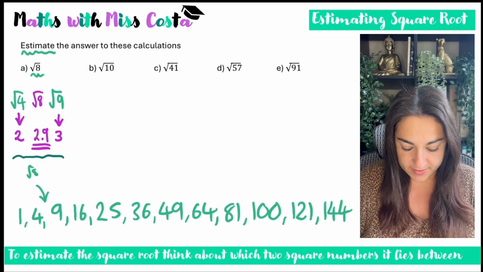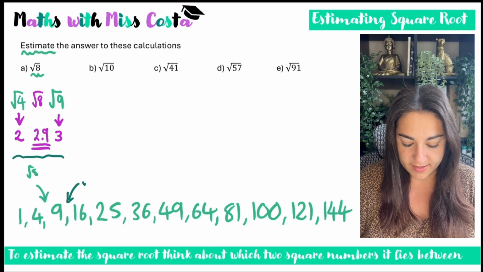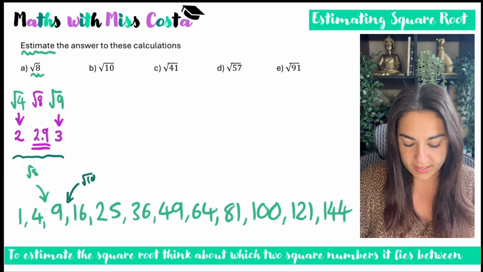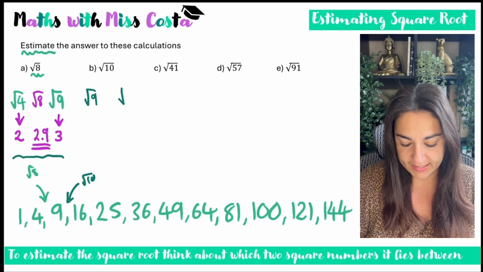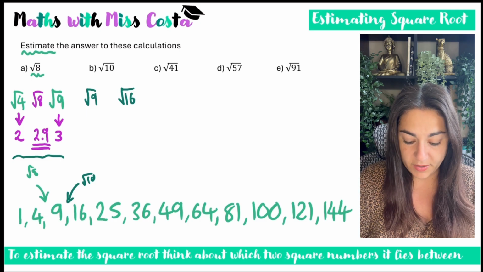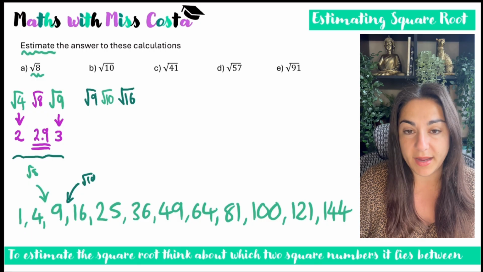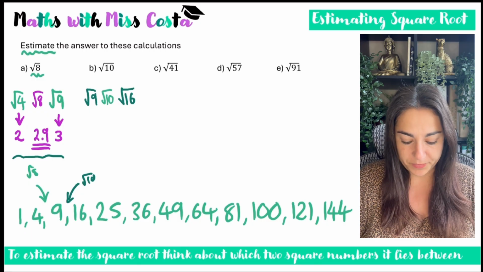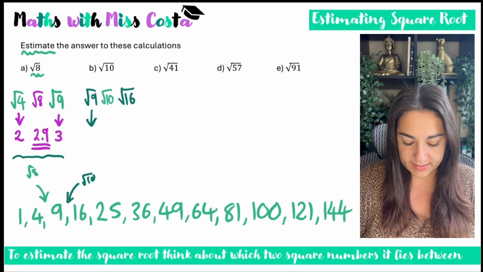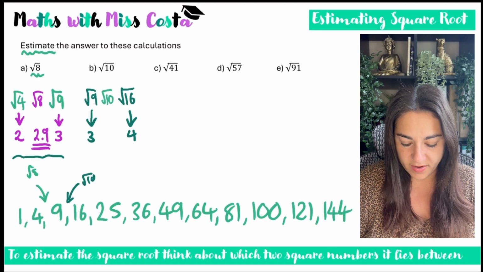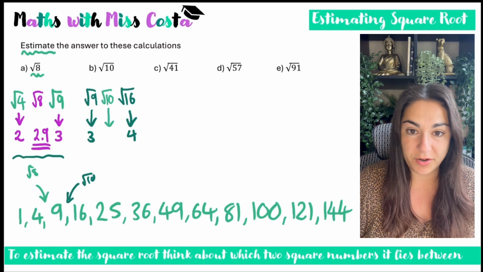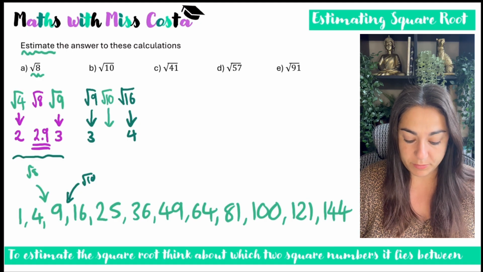Now the square root of 10, well, the square root of 10 is in between the square root of 9 and the square root of 16. So again, I'm like, okay, I know the square root of 10 lies between these 2 things. So let's figure out what the square root of these numbers is. So the square root of 9 is 3. The square root of 16 is 4. And 10 is a lot closer to 9. So I'm going to say that the square root of 10 is something like 3.1.